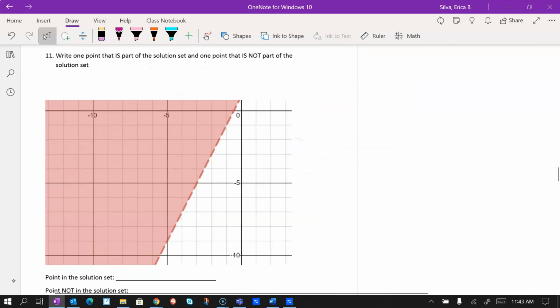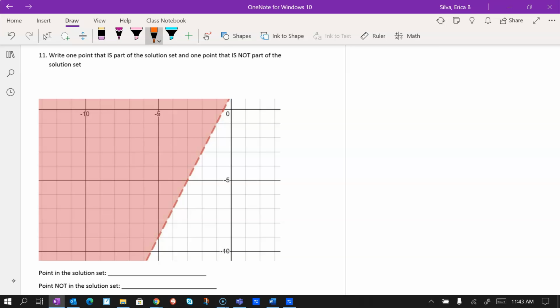Okay, so for number 11, we've got what is one point that is part of the solution. So remember, the shaded region is part of my solution set. So anything in this shaded region will be a solution. Anything that is in the non-shaded region is not a solution. So this is my non-solution part. And because the line is dashed, anything on a line that is dashed is not a solution.